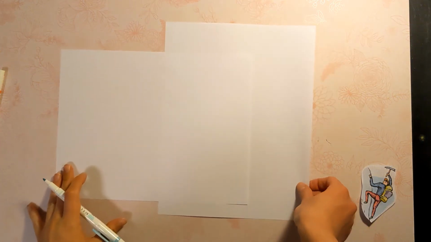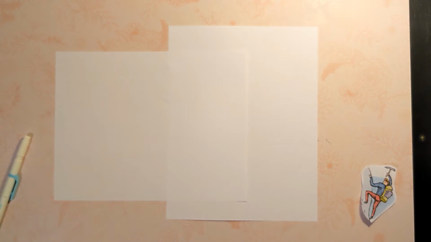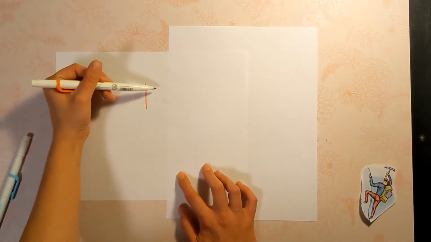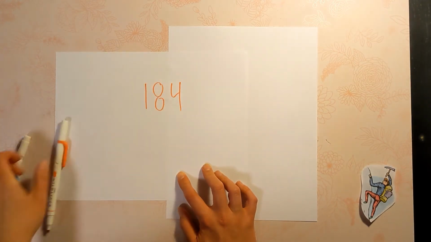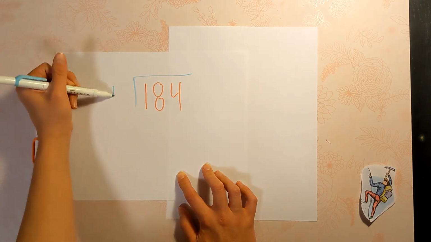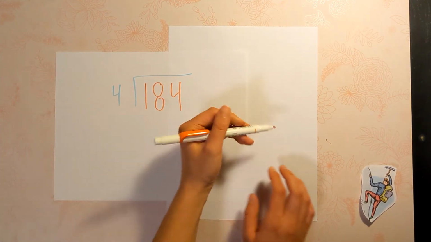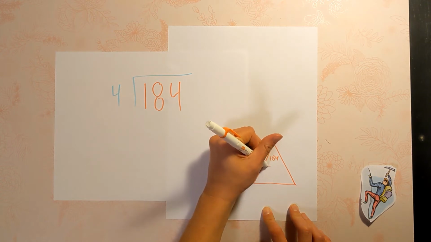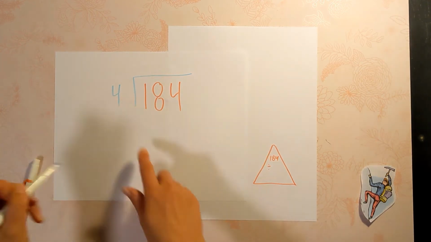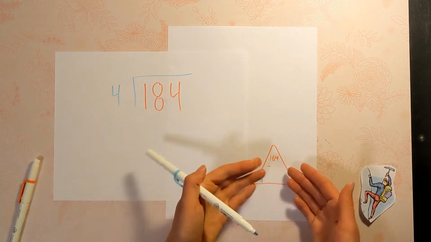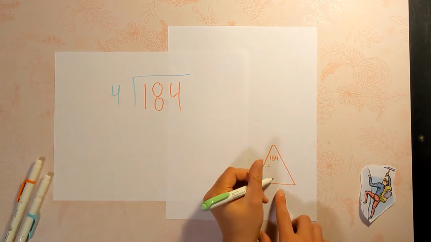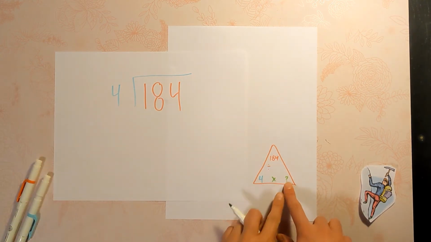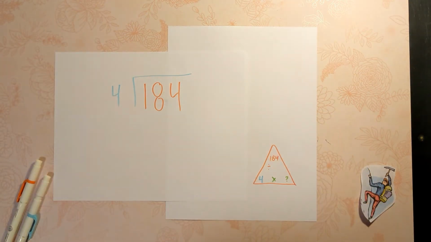Hello, today we are doing long division with the standard algorithm, and we are going to do 184 divided by 4. This is the dividend. It's the number that's getting divided up, top of the triangle, getting divided up. This is the divisor, the number that is getting divided by, and this here, the answer, is the quotient.